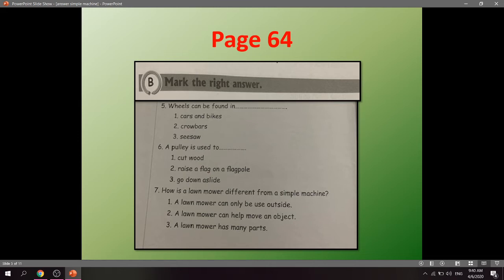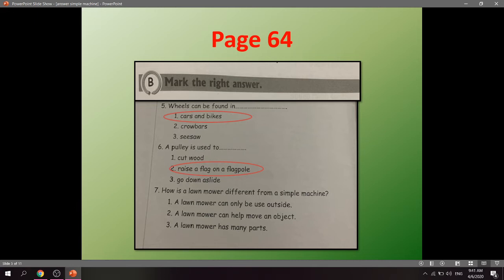Okay, now the same page. Wheels can be found in cars and bikes, crowbars, or seesaw. It's so easy, it's cars and bikes. Now number 6, a pulley is used to, do you remember the pulley? Yes, it is used to raise a flag on a flagpole. Now number 7, how is a lawnmower different from a simple machine? Do you remember the lawnmower and vacuum?